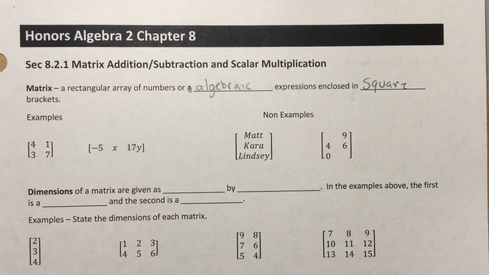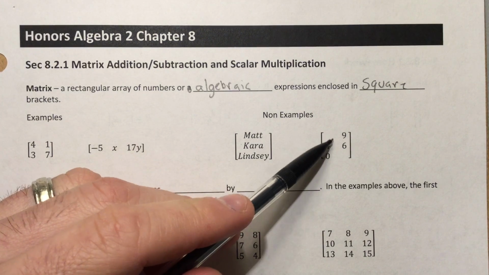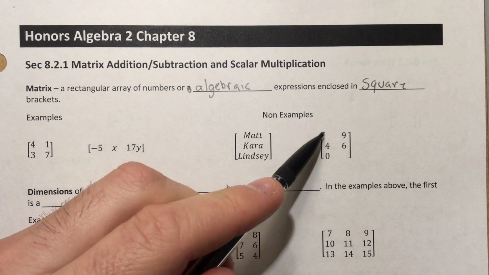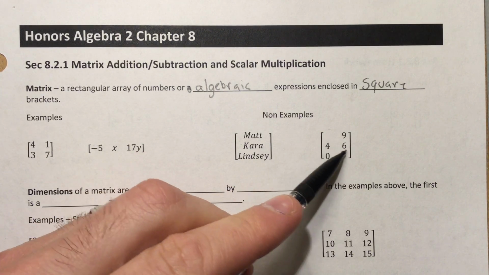Non-examples: Matt, Carol, Lindsay, they are names, not algebraic expressions. And then this one is not a rectangular array of numbers because you're missing numbers here and here.